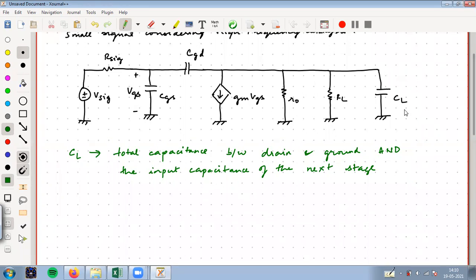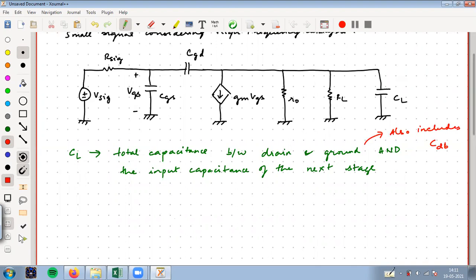So this CL is actually the total capacitance between drain and ground. When I say drain and ground, it includes the capacitance between drain and body. The body, the substrate, is anyway grounded. So it also includes CDB, and any other stray capacitances, wiring capacitance, all these things. So the total capacitance between drain and ground includes CDB, the drain to body capacitance, and the input capacitance of the next stage.